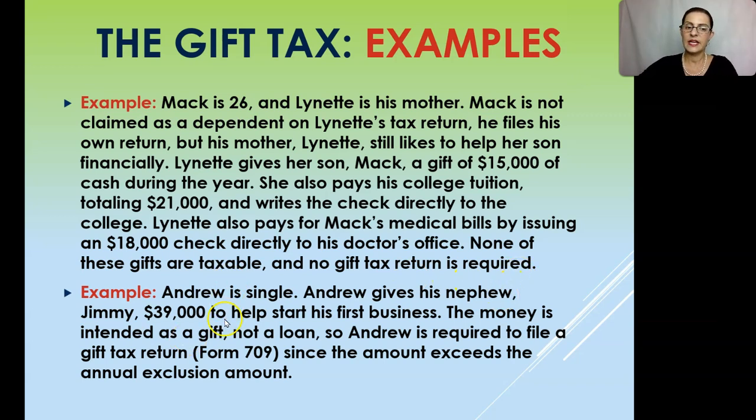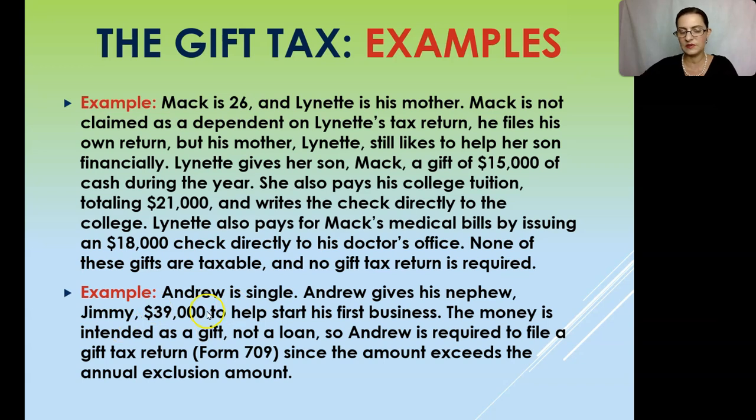Example number 2. Andrew is single. Andrew gives his nephew Jimmy $39,000 to help start his first business. The money is intended as a gift, not a loan, so Andrew is required to file a gift tax return, Form 709, since the amount exceeds the annual exclusion amount.